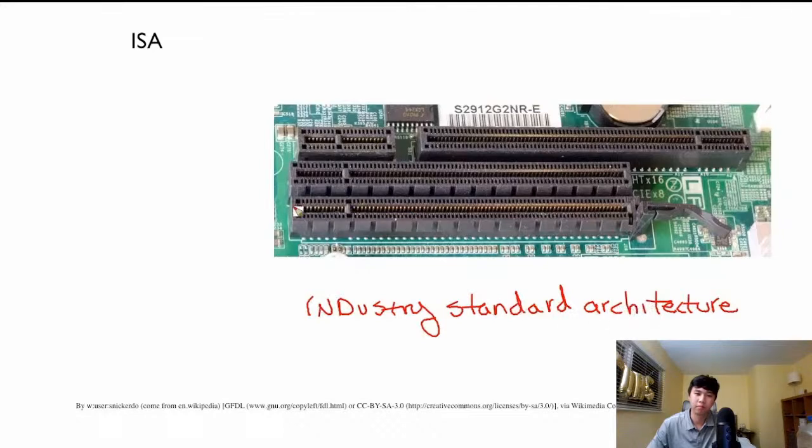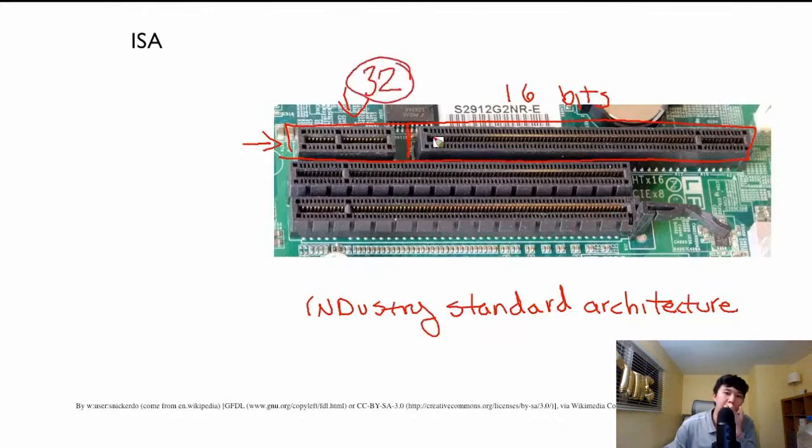So the ISA port is actually right here. It's this long one. And you'll see that there's actually sort of an extension on it at the end here. And that's because this first part supported 16 bits of data. As we know that is 2 bytes worth of data. And then over here we have an extension that allowed for 32 bits.